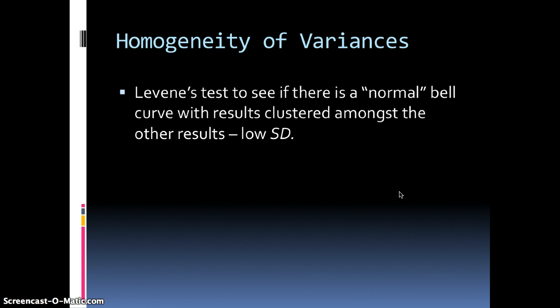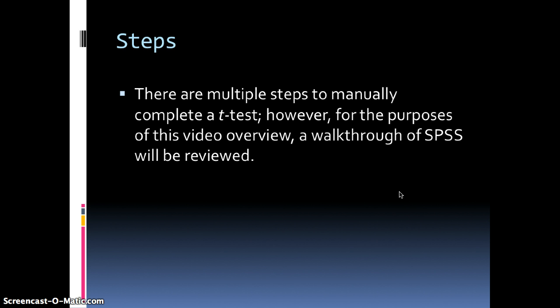Levene's test is done for the homogeneity of variances. Again, how to calculate that is beyond the scope of this video, but it is reported in SPSS, so it is important to know that Levene's test shows if there's a normal bell curve with results clustered amongst the other results, or a low standard deviation. So here are the steps. There are multiple steps to manually complete a t-test, but again, SPSS will be walked through.